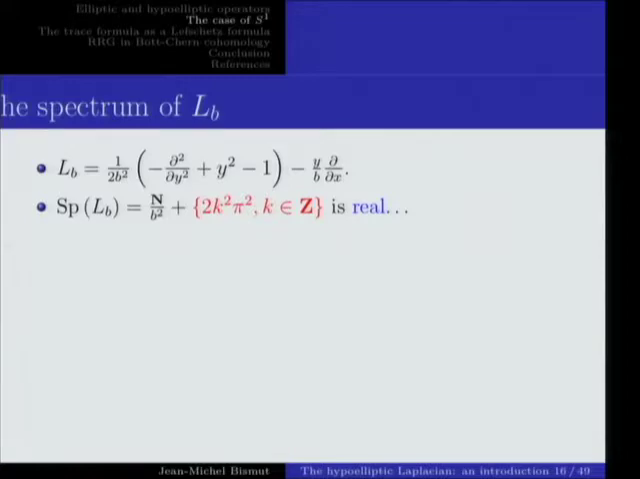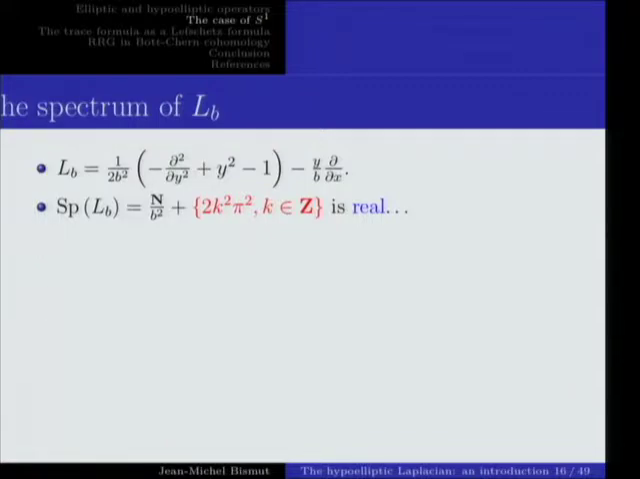There is a piece which moves around, which is the integers divided by b squared. The integers are the contribution of the harmonic oscillator. And there is a rigid piece. This corresponds to the spectrum of the Laplacian of S1. So the important thing to keep in mind is this rigidity.